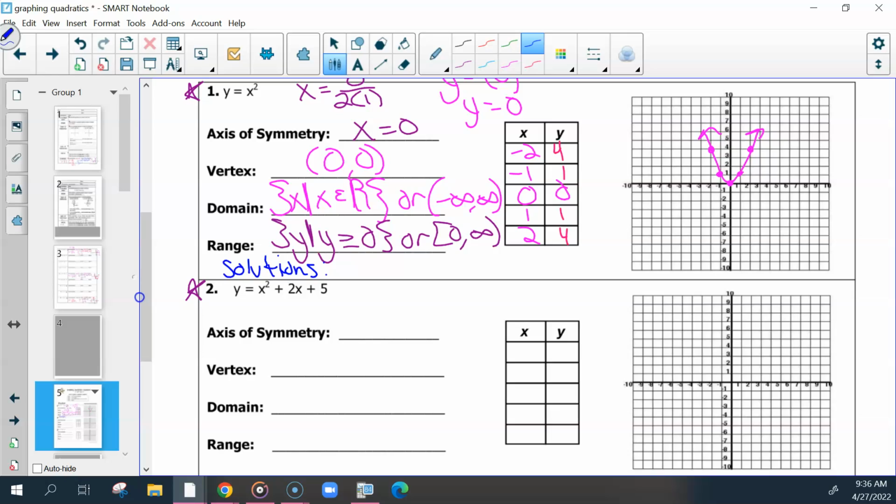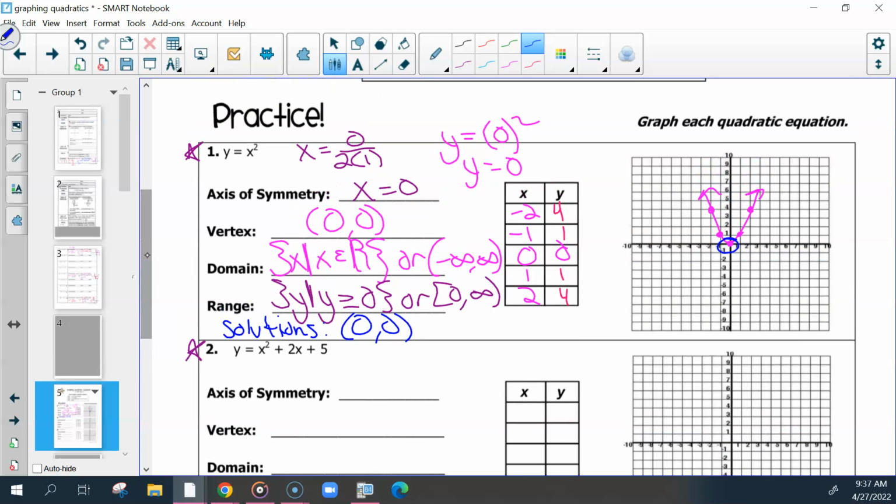Do we have any x-intercepts or solutions? Does this cross or touch the x-axis at all? Yes, at 0. So you're going to write that as the ordered pair 0, 0. For quadratics, you will have either 0 (none), 1, or 2 solutions.